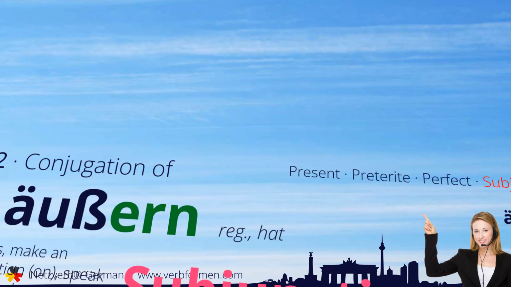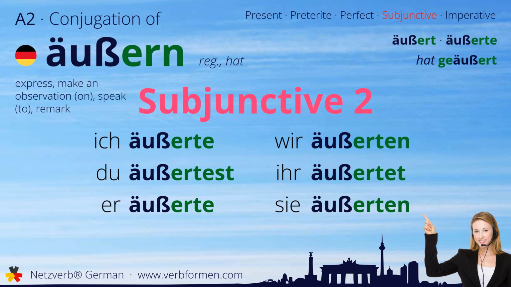Now we move on to the subjunctive two. Ich äußerte. Du äußertest. Äußerte. Wir äußerten. Ihr äußertet. Sie äußerten.